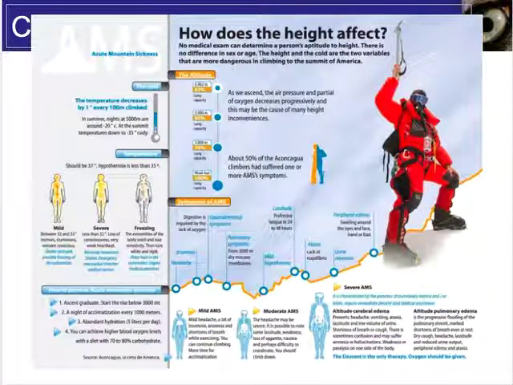So how does height affect us? Literally, the higher you go, the less oxygen there is in the air. And so you need to alter your breathing pattern and drink lots of water to keep your lungs nice and moist. And usually what happens is people will adapt by increasing their red blood cell count in their bodies as well.